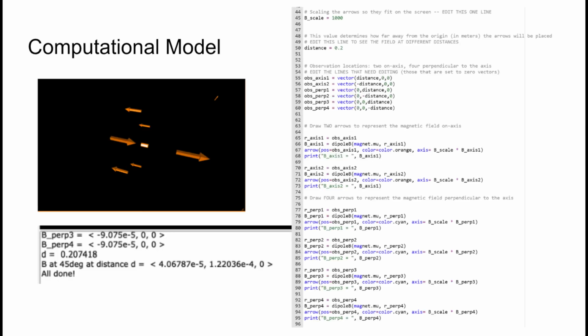Moving on to the computational model. Here you can see some of the code. Some of the most important parts are the equations for the magnetic field of the dipole, and we use that by setting the observation location for those equations equal to r perpendicular, which is just the distance perpendicular to the dipole. And here you can see the values that we got. So essentially, at 45 degrees, the distance away is listed there. I'm not going to read out the whole thing.